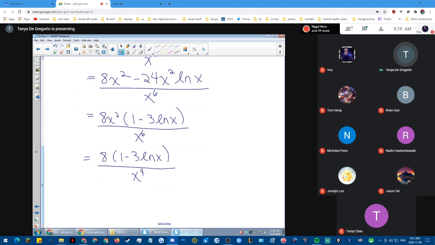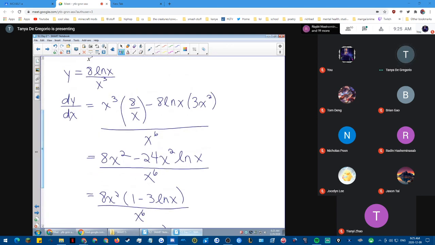Okay, so let's put a note here. Use log properties to simplify before finding y prime. Now, if you don't, you're still going to get the same answer. It's just easier if you simplify it. You're just making your life easier.